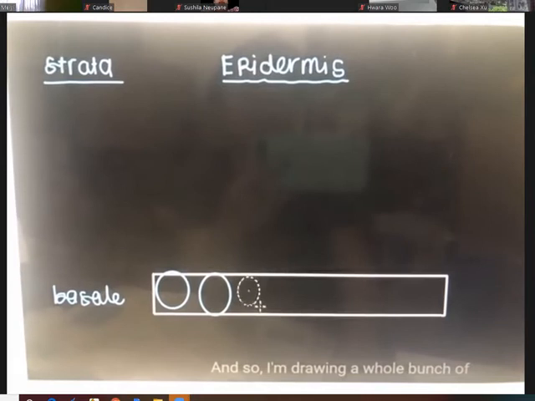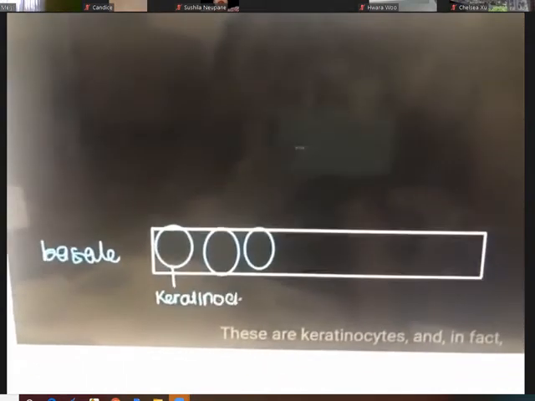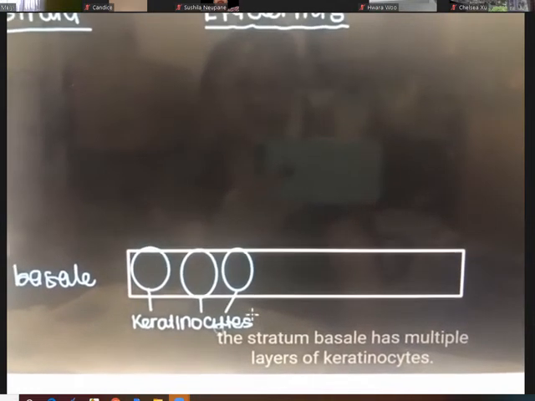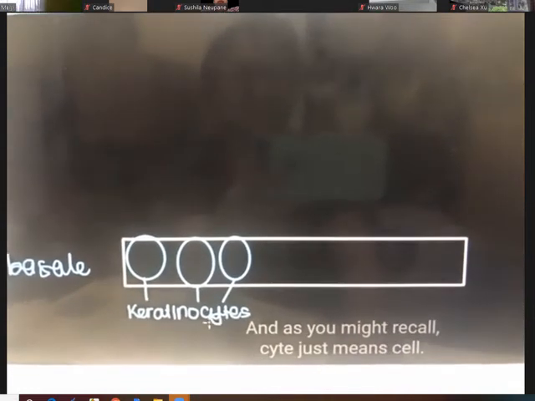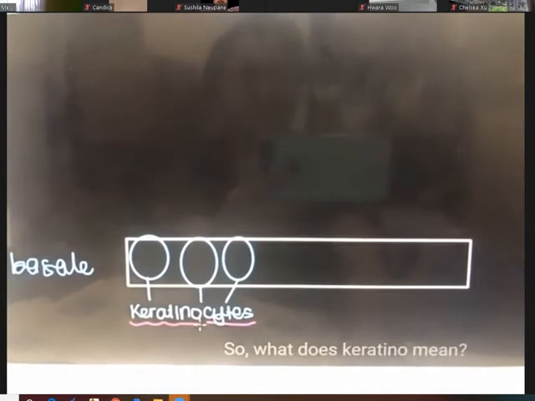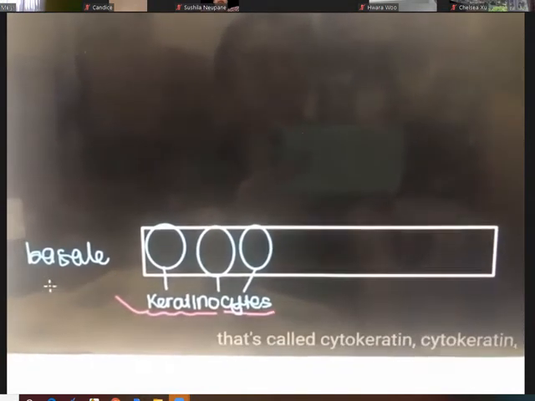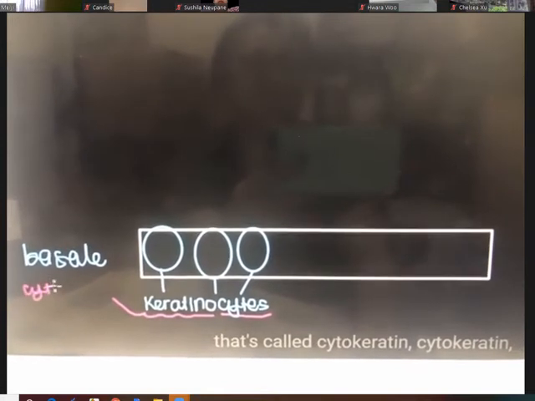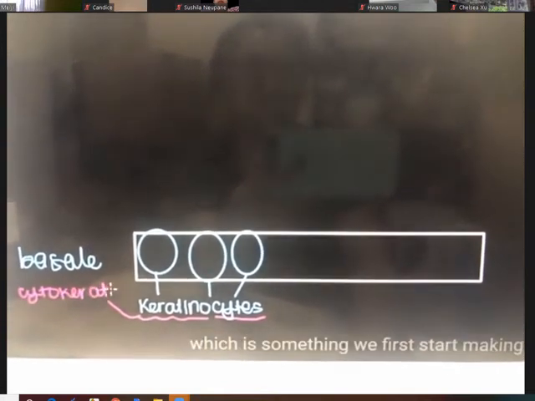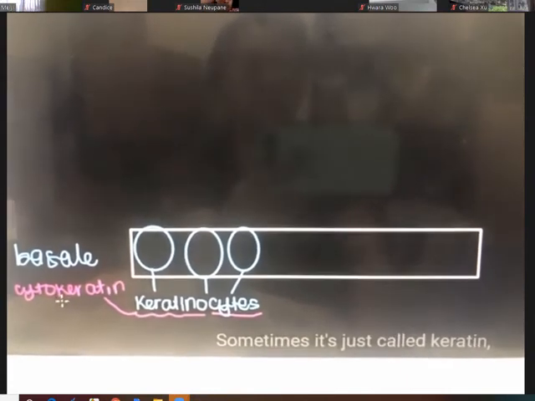And so I'm drawing a whole bunch of keratinocytes right here. These are keratinocytes. And in fact, the stratum basale has multiple layers of keratinocytes. And as you might recall, cyte just means cell. So what does keratino mean? Well, it comes from a protein or an intermediate filament that's called cytokeratin, which is something we first start making in the stratum basale. Sometimes it's just called keratin.